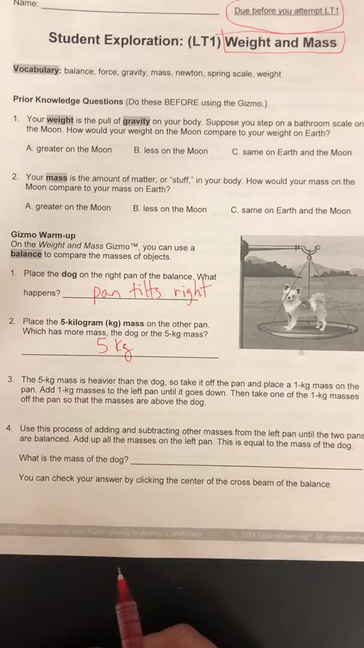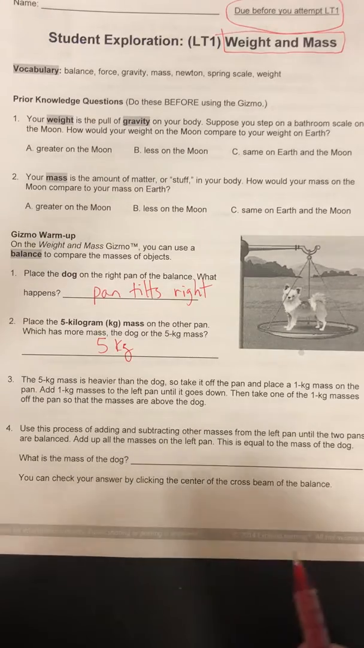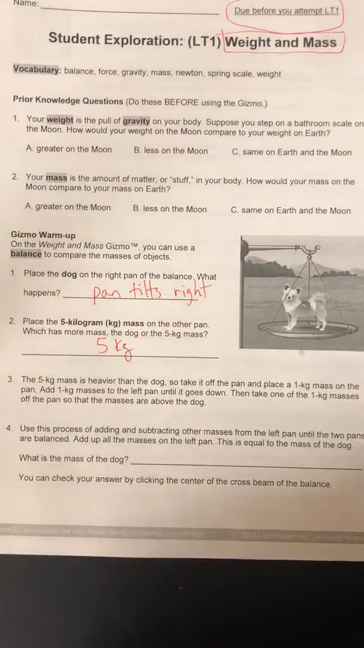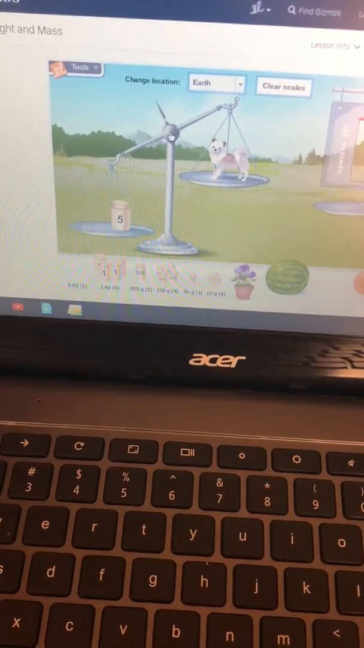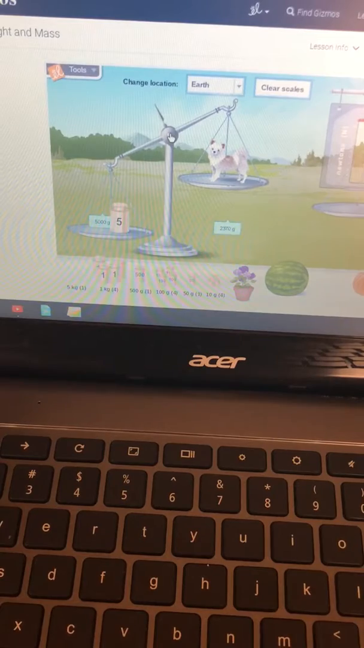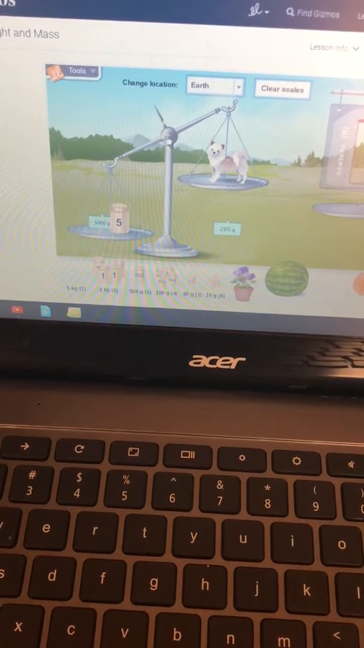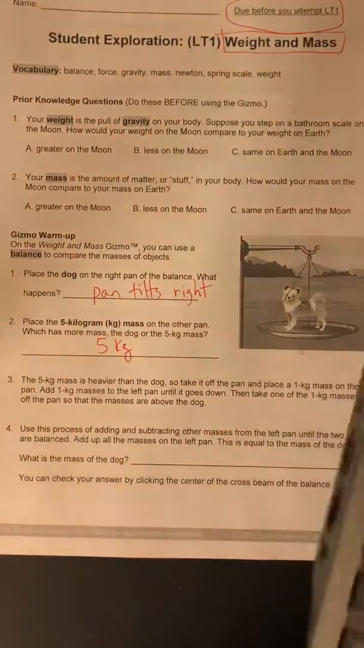Okay, so you're gonna add masses to the left until the dog and then the pan are the same. And once they are balanced, you're gonna click right in the middle. And you guys know I don't follow directions very well either. But if you click here, it tells you what the numbers are. So instead of having to count how many things you add, you add them up until they balance.